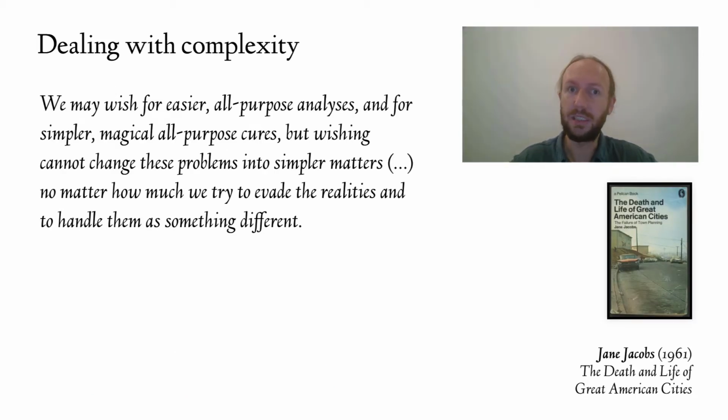Programming is a lot about dealing with complexity. I'm going to refer to Jane Jacobs, who wrote this excellent urban planning book in the 1960s, The Death and Life of Great American Cities, where she explains exactly why urban planning involves a lot of complexity. So Jane Jacobs says, "We may wish for easier all-purpose analyses and for simpler, magical all-purpose cures, but wishing cannot change these problems into simple matters, no matter how much we try to evade the realities and to handle them as something different." So Jane Jacobs very much realizes that architecture and urban planning has to deal with a lot of complexity in the system.